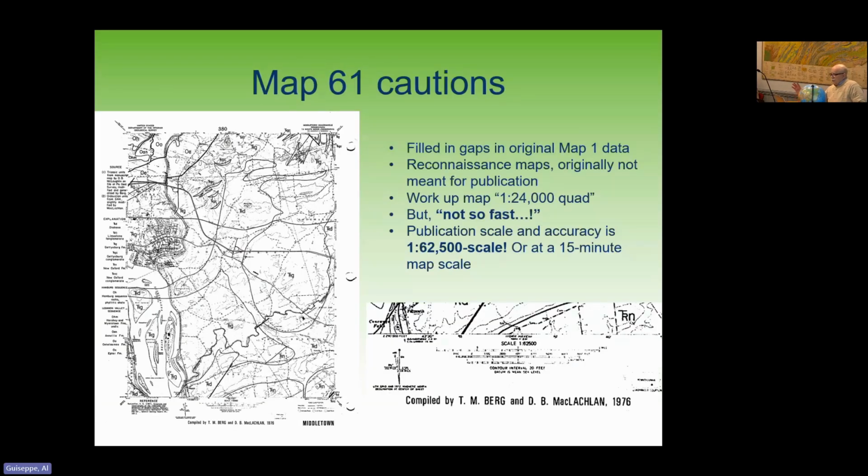And they said, there's some of Map 61 that filled in the gaps in the source data that we had, but it was all reconnaissance mapping. It wasn't on the ground. So they took all the sources that you can see listed along the side of here. All the sources that were put together, and it was like a marathon with everybody. And the Middletown Quad, which is where we are sitting, and we're somewhere here, was compiled by Tom Berg and Dave McLaughlin. And people say, oh, it's on a 24 quad.